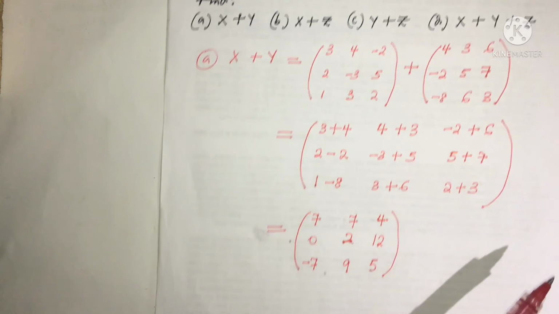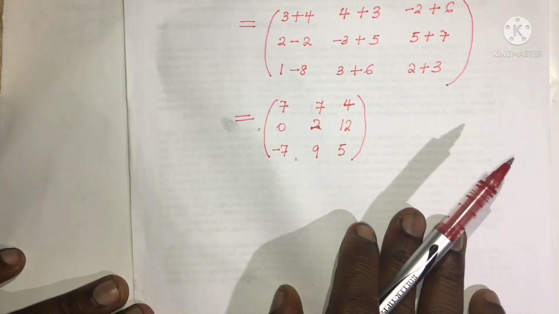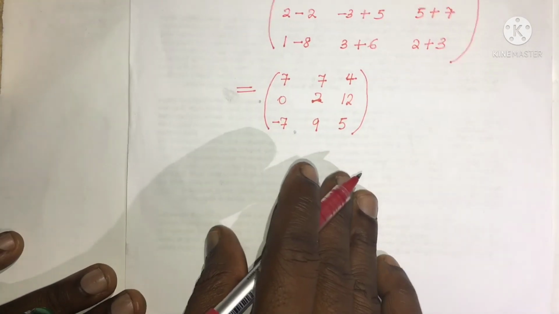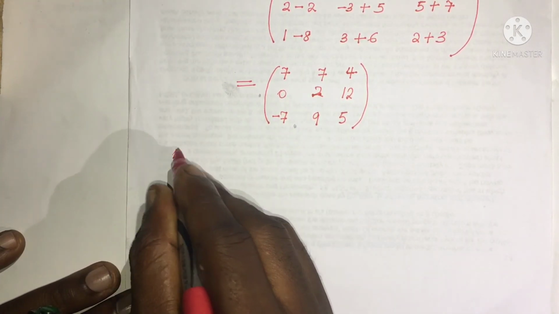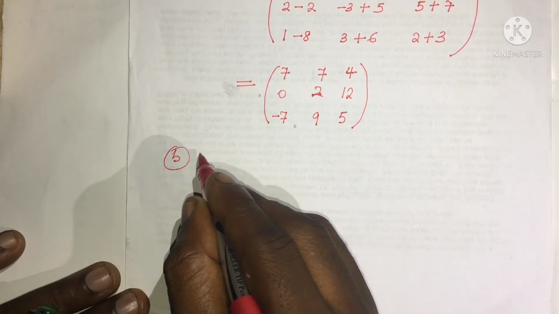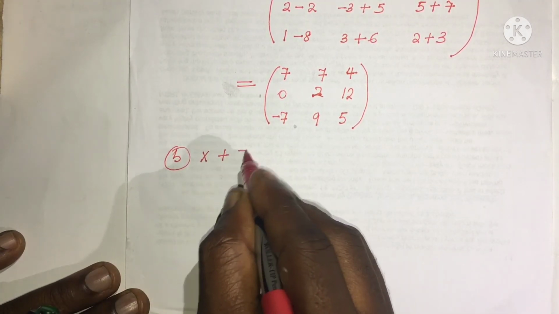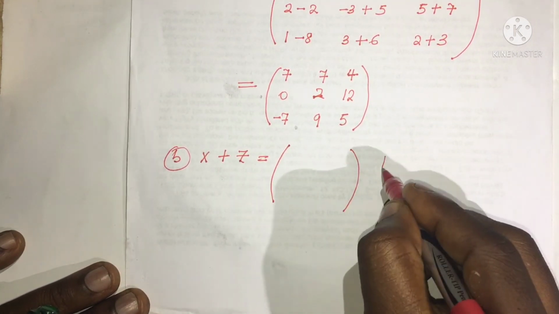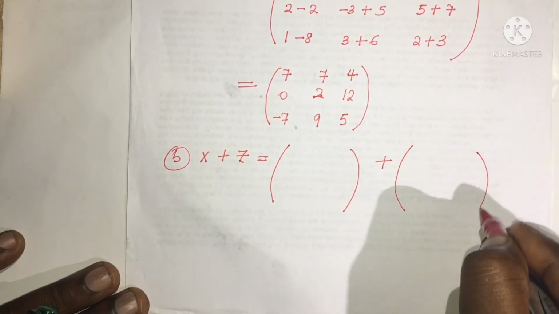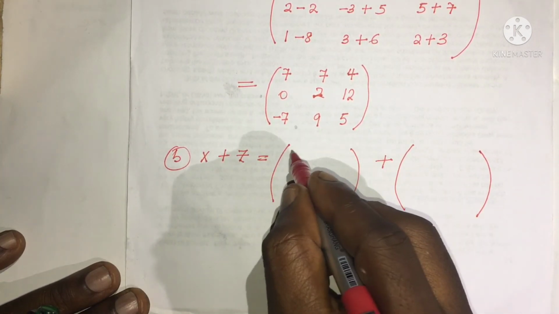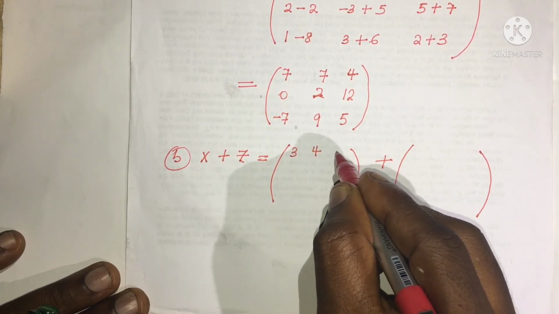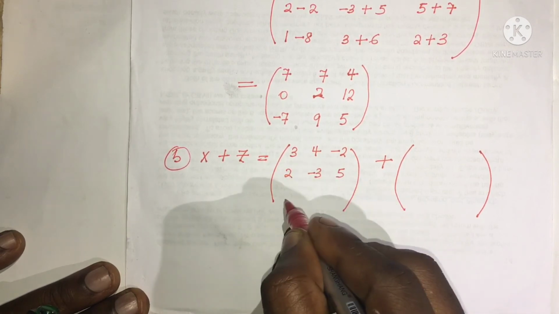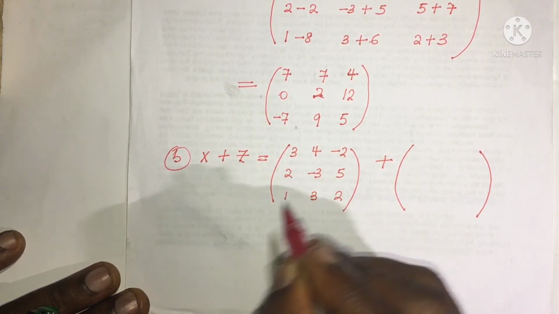Now, let's move to the next problem. The next problem demands that we add the matrices X and Z. So I'm going to bring problem B here. It requires that we add X and Z together. So what is the matrix X? I'm going to bring the matrix X here, and I'm going to bring the matrix Z here. So the matrix X is 3, 4, minus 2, 2, minus 3, 5, 1, 3, and 2.